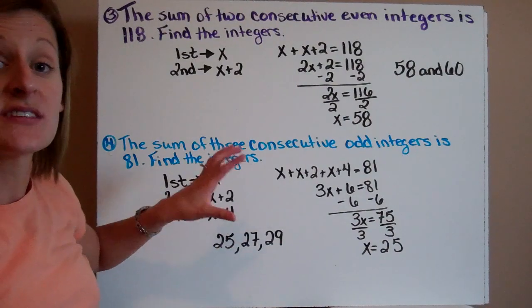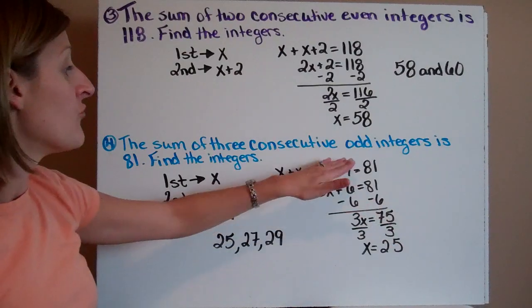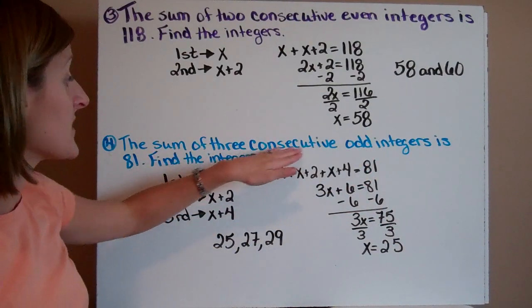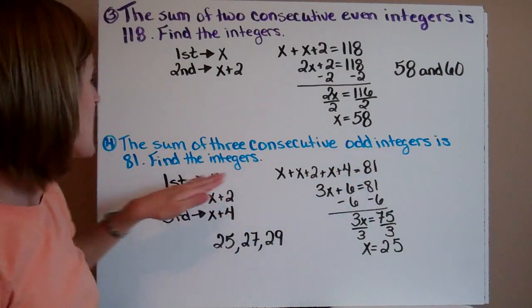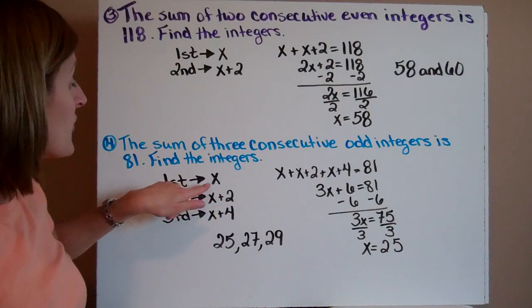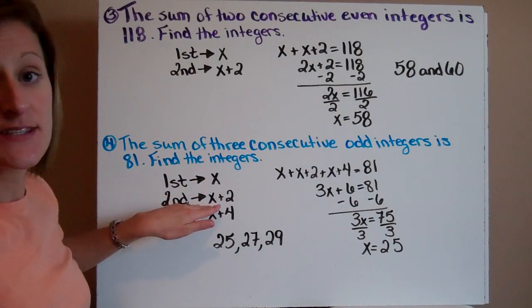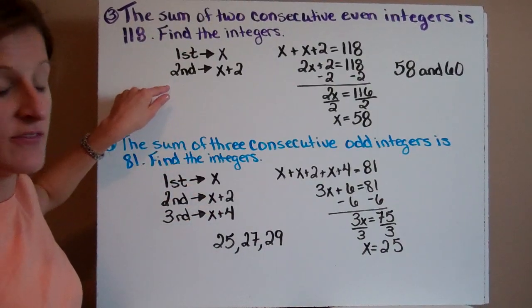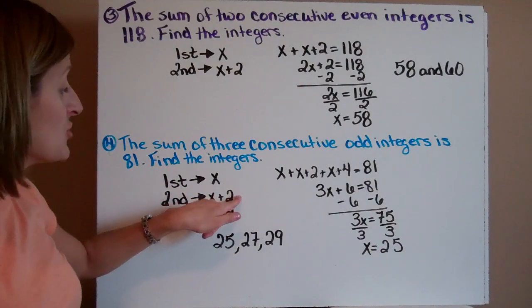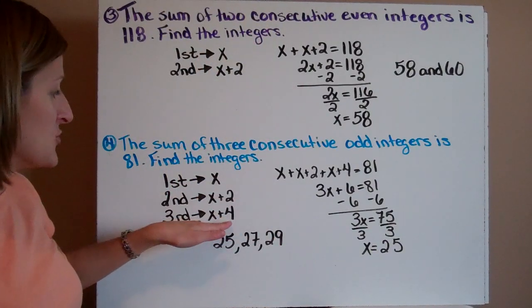Now, we're going to use the same idea of adding 2 each time for odd integers as well. So this one's the sum of 3 consecutive odd integers is 81, and it wants to find the integers. The first one's going to be set equal to x. The second one, x plus 2, just like I did up here with the even ones. And then the third one is x plus 4 because it's 2 more than the second one. So I just add 2 more.